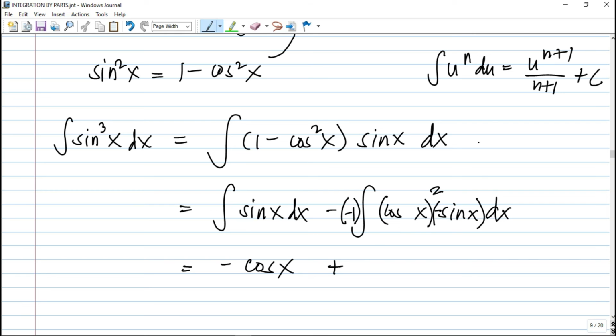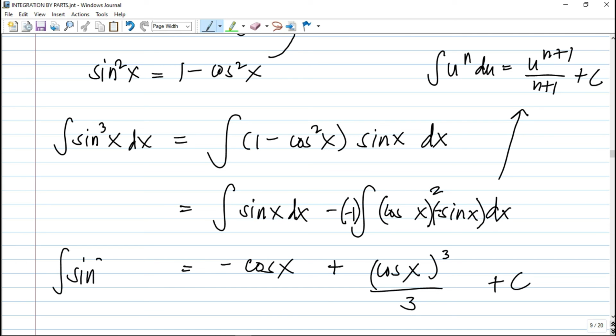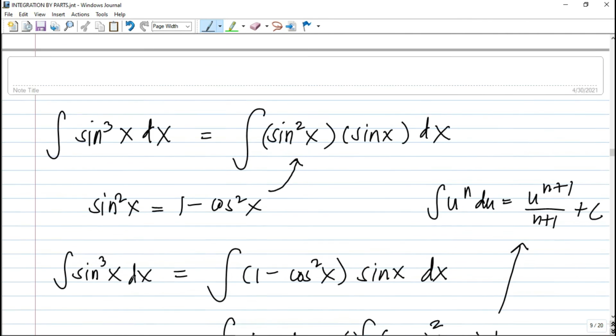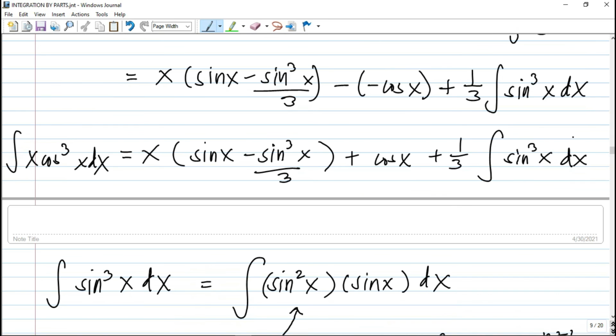So, integral nito using your power rule. Yung inside functions natin, u here is cosine x. So, this becomes cosine x. N plus 1. N natin is 2. So, 2 plus 1, so cube divided by that same exponent, so 3. Maglagay na tayo ng plus c. So you have here integral ng sine cube x dx. Let's just substitute this integral ng sine cube x dx doon sa ating original answer. Insert lang natin siya dito. Then we have the final answer.